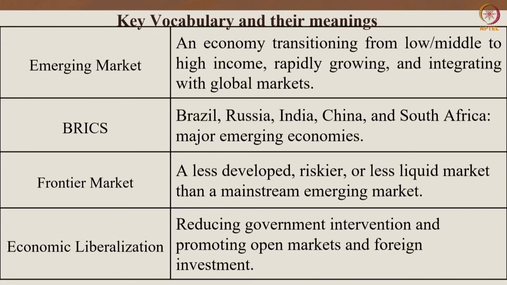First, emerging market: an economy transitioning from low to middle to high income, rapidly growing and integrating with global markets. BRICS: this is a group of countries: Brazil, Russia, India, China, and South Africa. These are the major emerging economies. Frontier market: this is a less developed, riskier, or less liquid market than a mainstream emerging market.